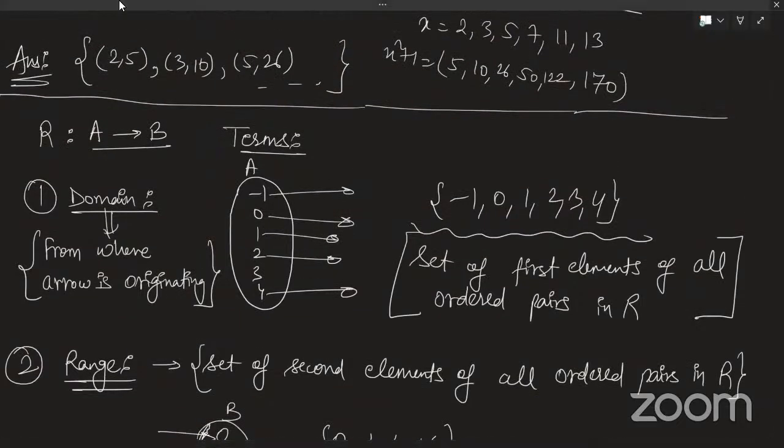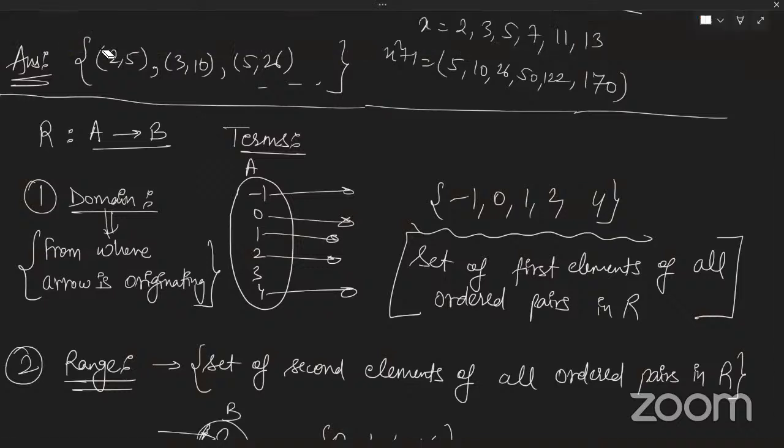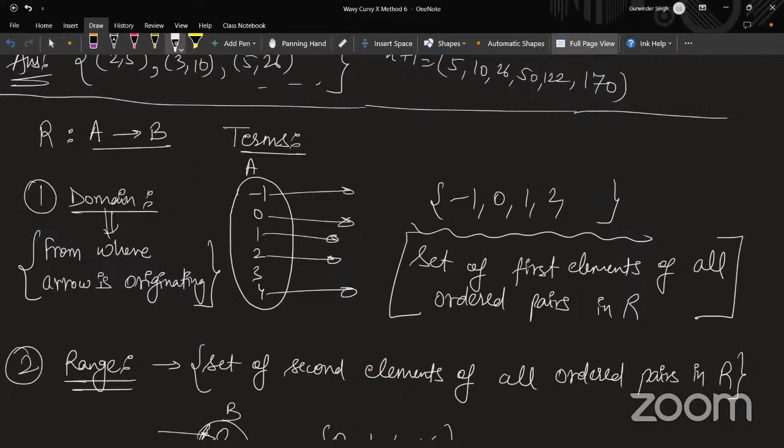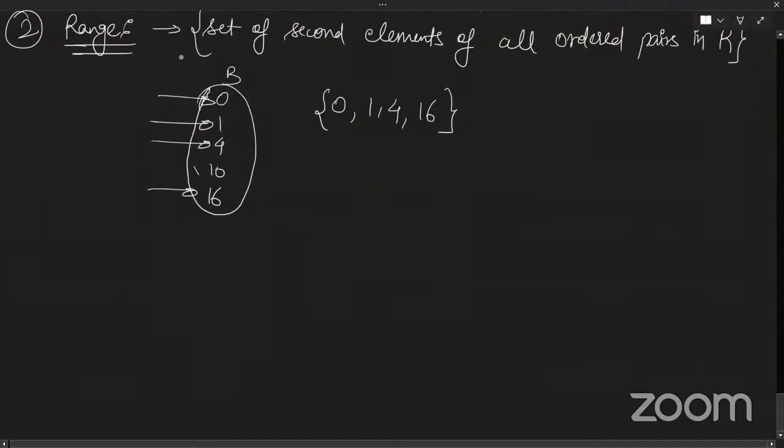Oh, sorry, I made a mistake over here. Nobody even told me. 3 will not be in the domain, right? Because from 3, no arrow was originating. Similarly, no arrow was ending at 10, so it is not part of the range. Only 0, 1, 4, and 16 are part of the range.